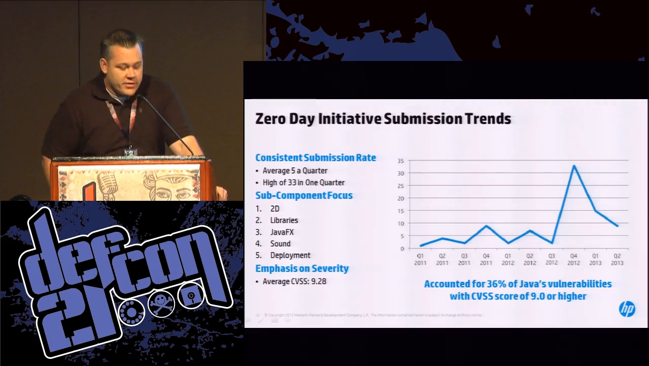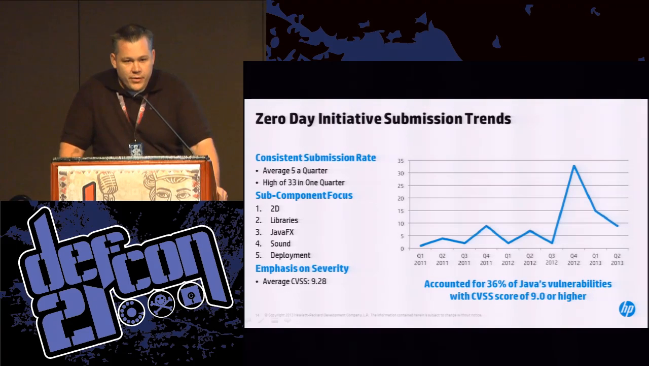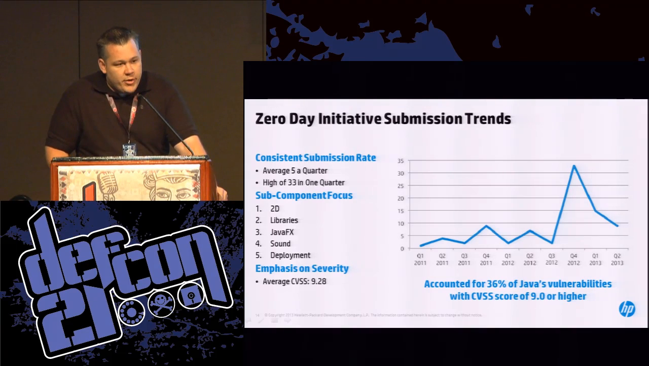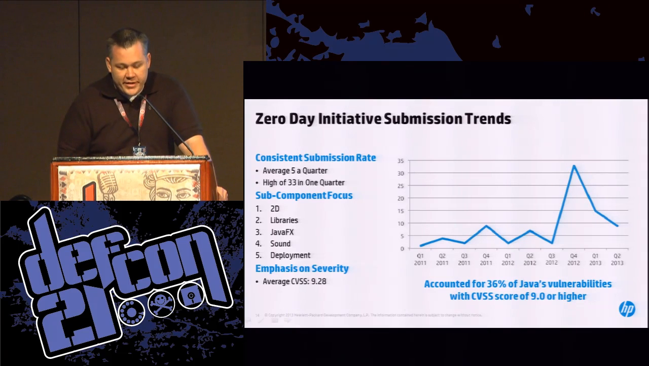On average, our researchers are scoring about a 9.28 in CVSS, so they're focusing on severe vulnerabilities in the framework itself. And we can look at it in 2 ways. Either the ZDI researchers are focusing on the components that produce the most vulnerabilities, or the components that they're focusing on end up in the most vulnerable list when they start looking at them. So it just depends on your perspective.